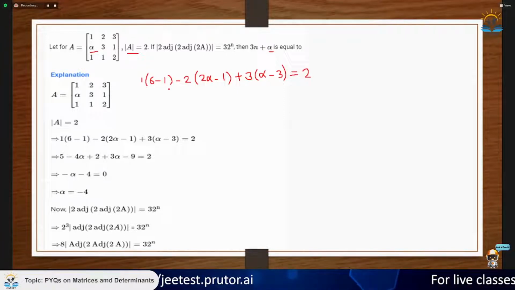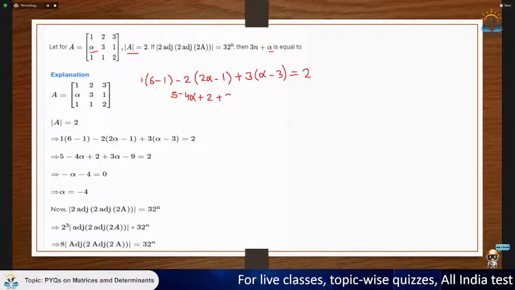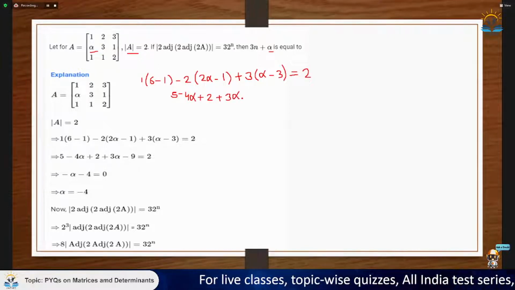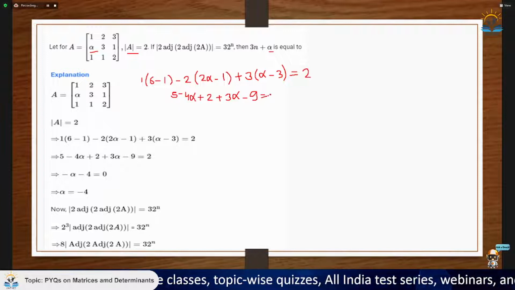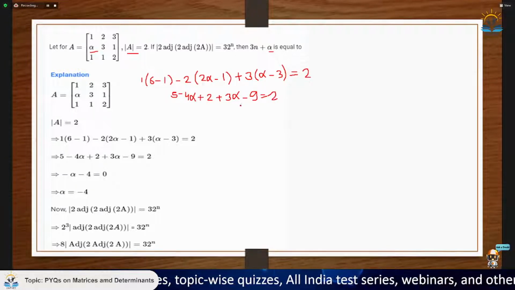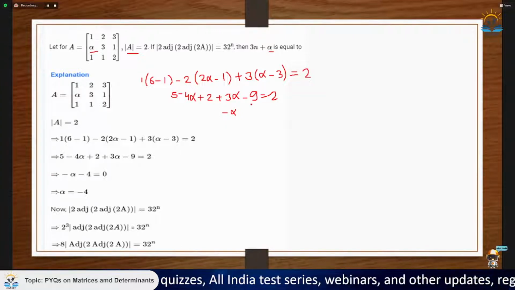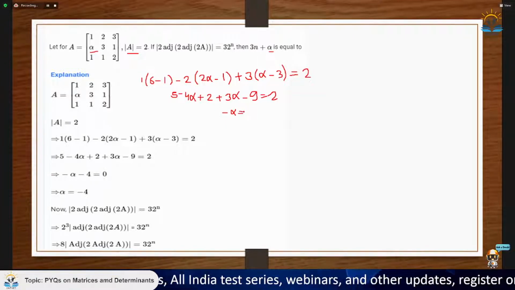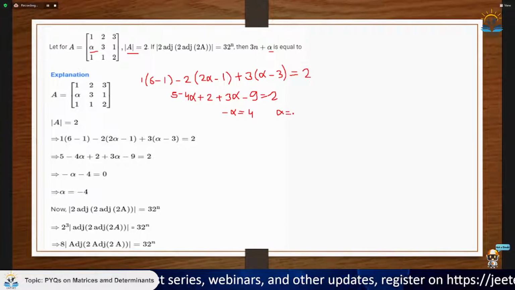Simple. Now it is 5 minus 4 alpha plus 2 plus 3 alpha minus 9 equal to 2. So minus alpha, 5 plus 2, 7. 7 minus 9 minus 2. So it would be 4. So alpha is coming out to be equal to minus 4.